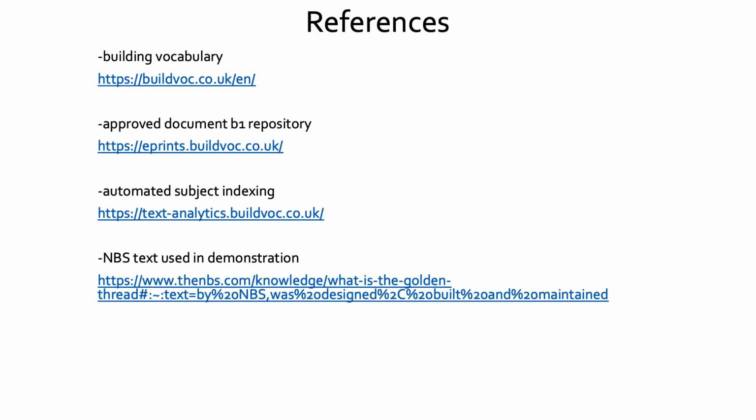And if we just go back to the slides, thank you. My last slide is a list of references. So at the top, there is the building vocabulary, which has some of the key terms from the approved documents. Right below there is the repository. If you want to have a look and do some searches, you will need to sign up if you want to make a list, but everything else you don't need to. And the one below that is automated subject indexing.